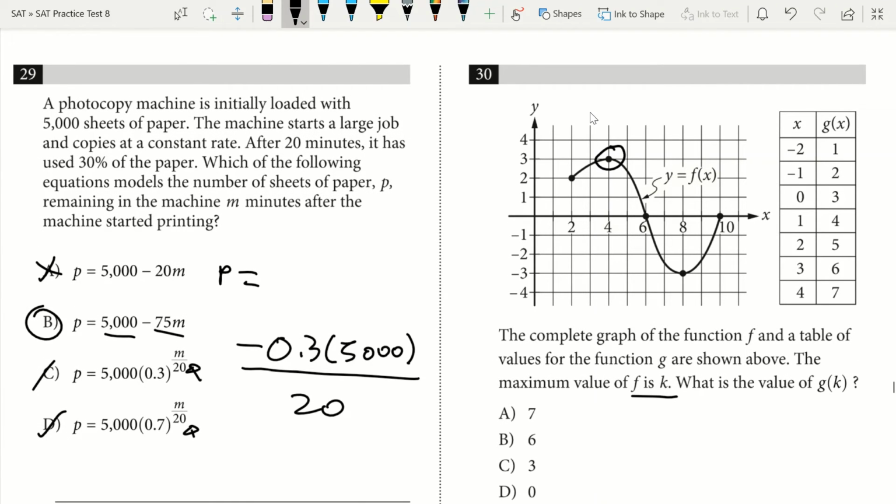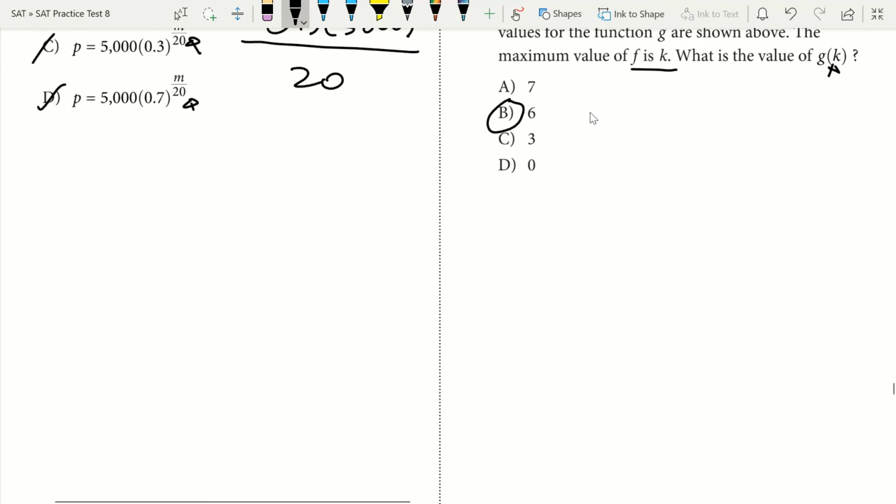So I plug in 3 for x, right? G of k means I'm putting in 3 for x. I put in 3 for x and I see I get 6. So my answer there is going to be B. Alright, now I move on to question 31.